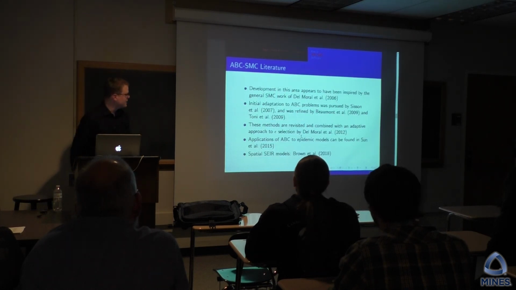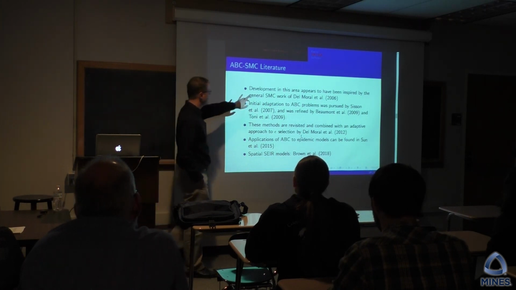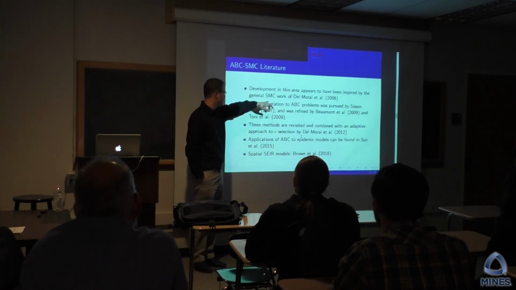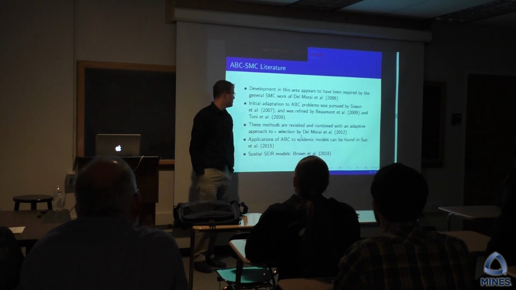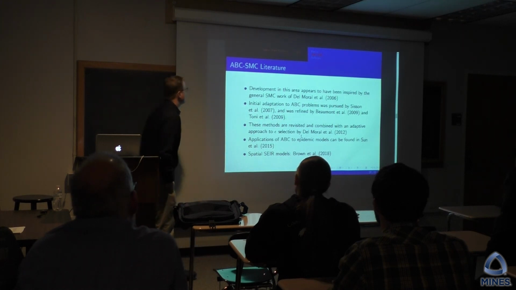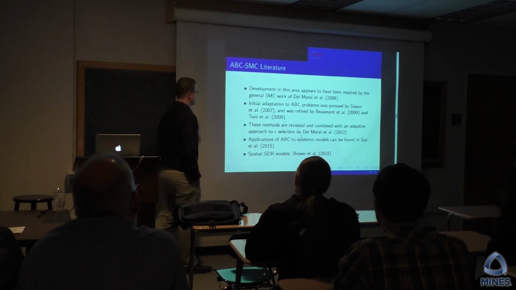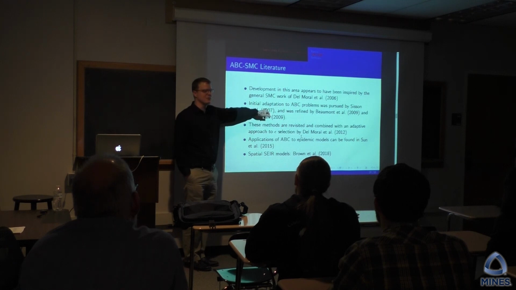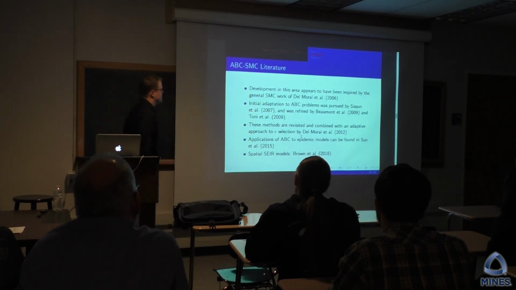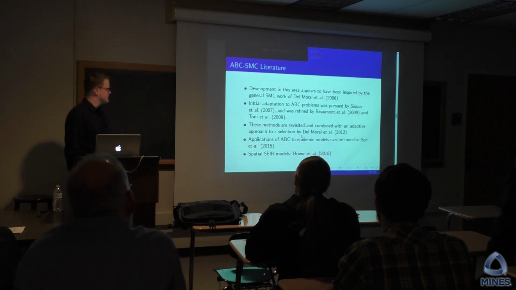So there's a long history here. This appears, based on my ability to read the literature, to have been introduced by Pierre Del Moral in 2006. Initial adaptation to ABC was pursued by Sisson in 2007, and then in 2009 it turned out that there was a bias in that original paper. I've still seen some people using it, so don't use that original algorithm unmodified. But in 2009 that was corrected, and then they've been revised since.